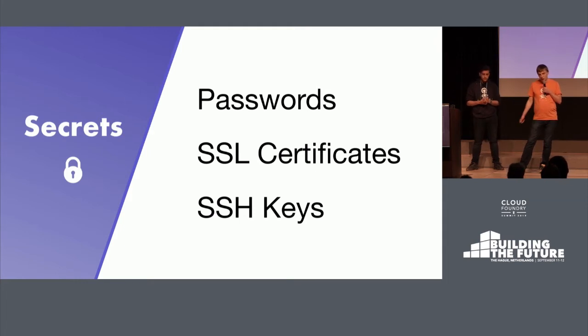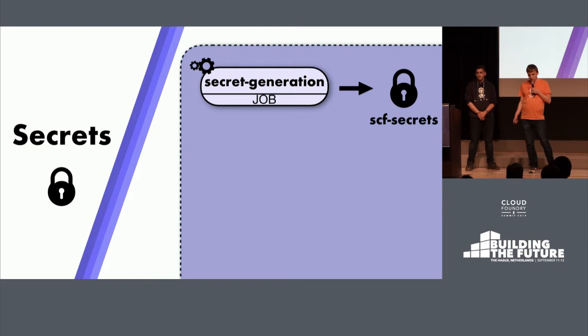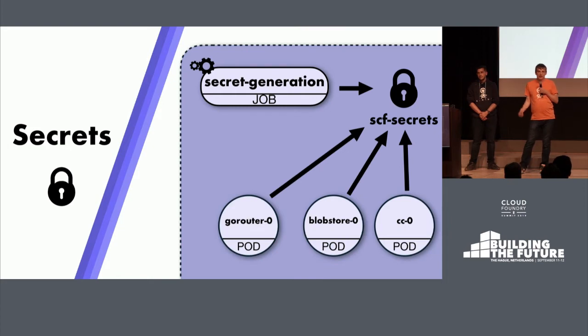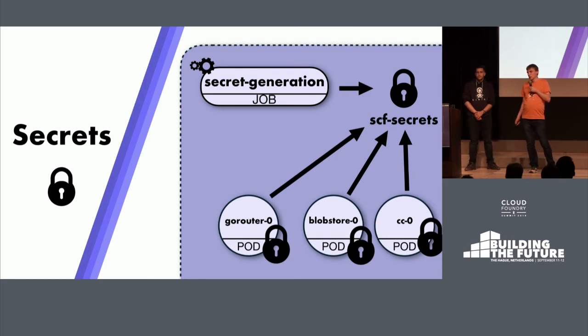You store them somewhere. Luckily for us, Quarks gives a secret generation job that generates all the secrets that Cloud Foundry requires and stores them in the SCF secret. And as a result, when pods need to start and get some values, they get those values from this secret, put them in environment variables, and then templating happens, and these secrets are propagated to pods, and they're used inside the pod. So that's the overview. Let's talk about Eirini now.